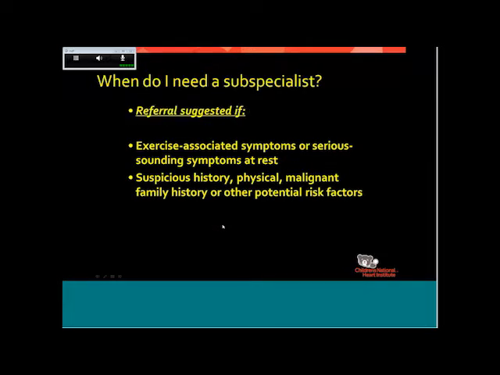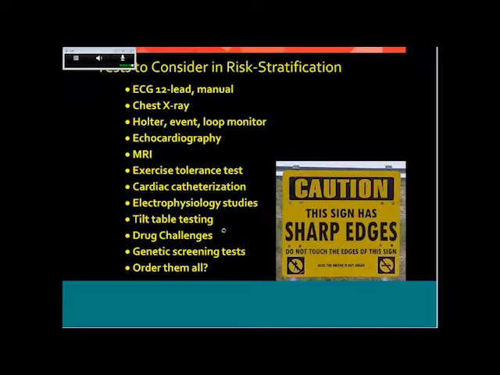We're referring probably for exercise-associated symptoms or more serious-sounding symptoms at rest, or suspicious-looking family history or other potential risk factors. And there's a variety of tests that we can choose from. We try to be as selective and not order every test on every patient. Stratify them. Most of them do get an ECG, and then depending on the frequency and the type of their complaints, whether they get imaging with echocardiogram or cardiac MRI, we're capturing the rhythm with either an exercise test or a Holter monitor if it's happening every day.